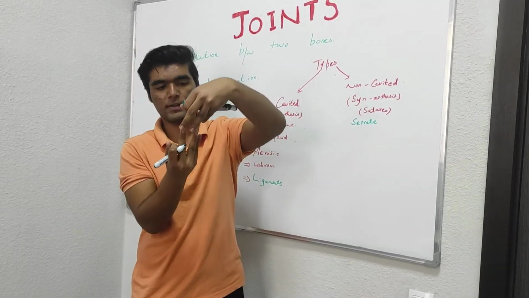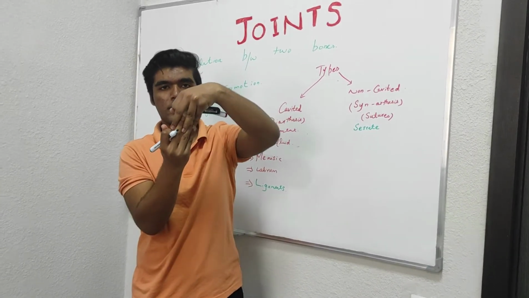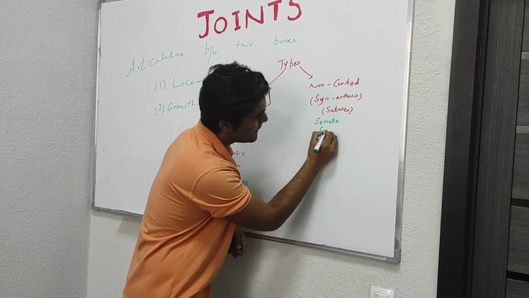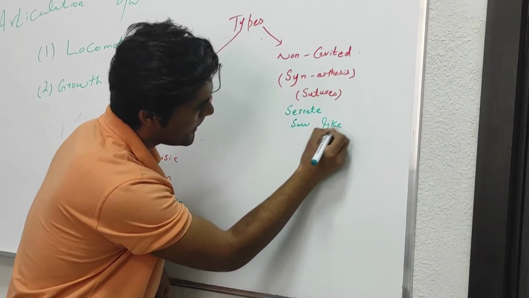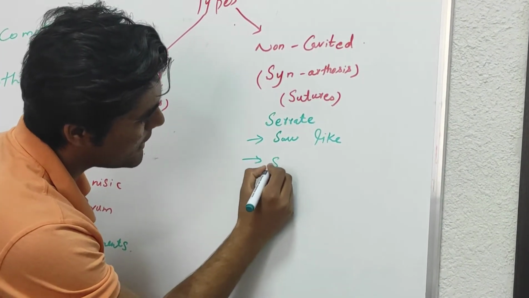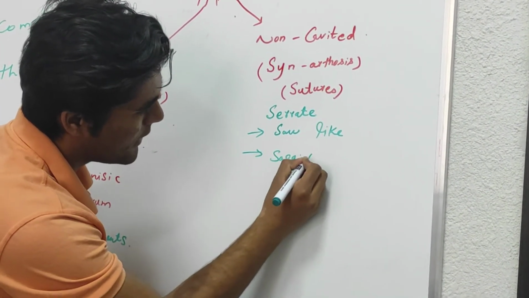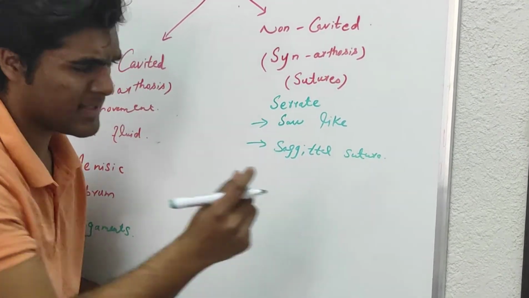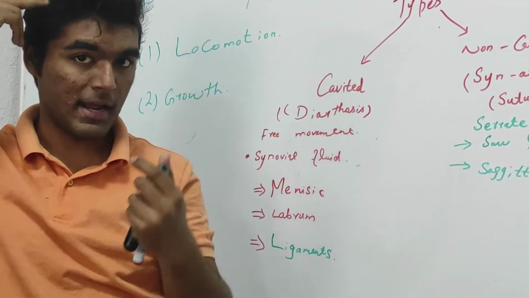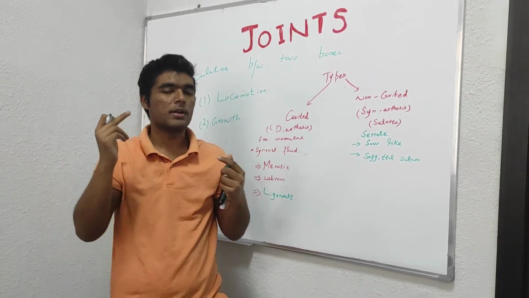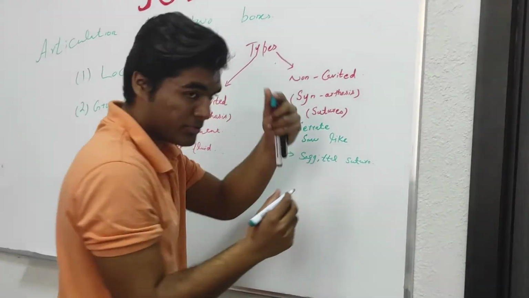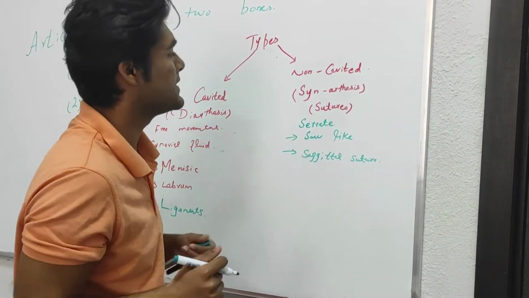Basically, we have three fingers, and this type of suture is the serrate suture, saw-like, and the sagittal suture is the example. The sagittal suture is basically the midline between our temporal and frontal bone, and from behind the occipital bone. Just in the midline, the saw-like suture is the sagittal suture.